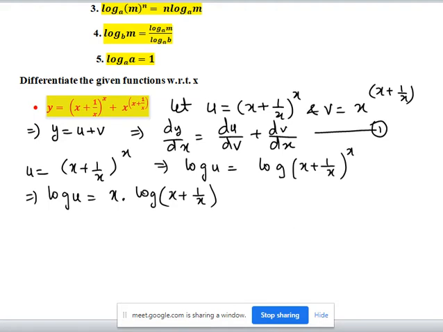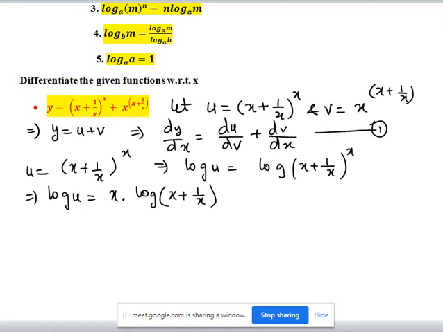So what I need to do, these two parts are needed to be differentiated separately. So we are using the substitution. U is taken as x plus 1 over x to the power x, and the second part I have used the substitution v for it. So our equation is now reducing to y is equal to u plus v. So this is our new equation. Now when we differentiate y with respect to x, we get dy over dx, and on the right side derivative of u will become du over dx and derivative of v will become dv over dx.